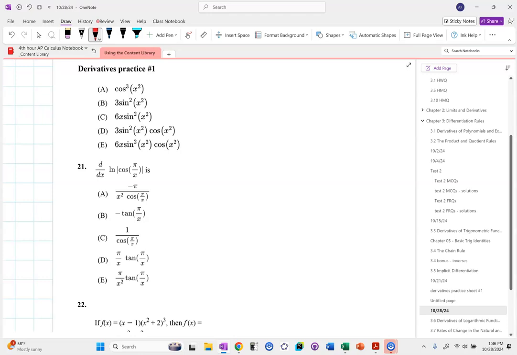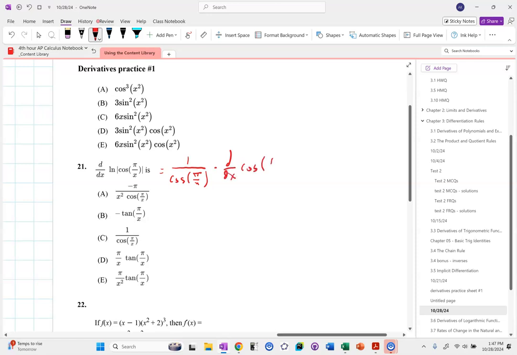absolute value, I think. So if I look at this, it really looks like the composition of 3 functions, right? My outermost is the natural log, and then I have a cosine, and then inside of that cosine I have a pi over x. You guys see that? So that's going to be the derivative of the outside. So the derivative of natural log is that, times the derivative of the inside.